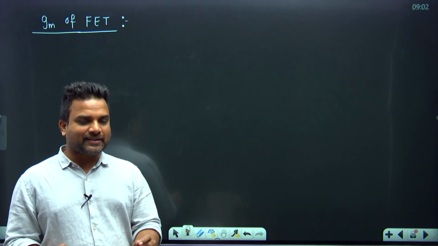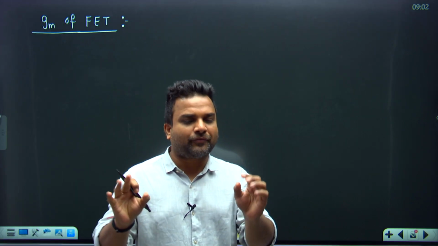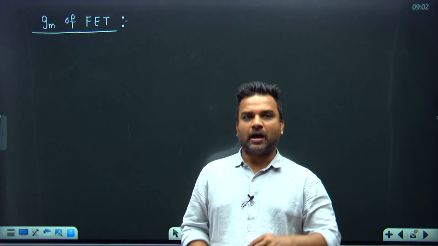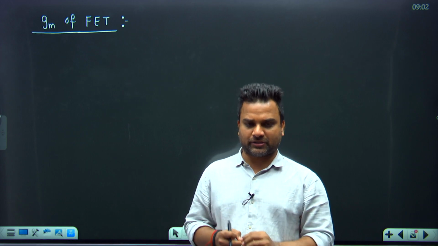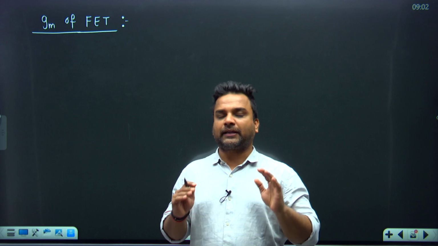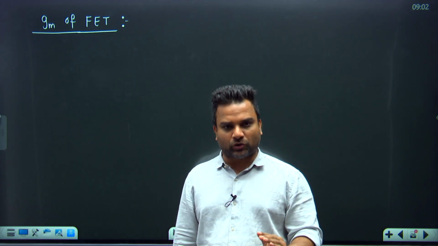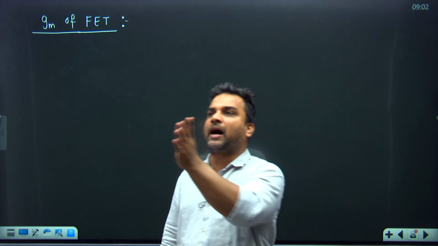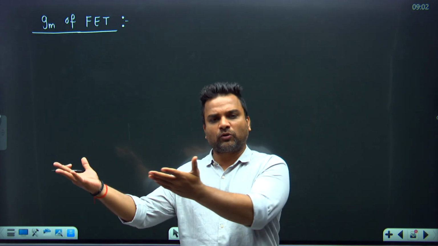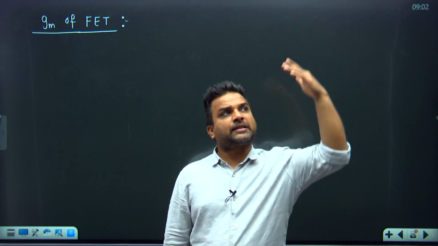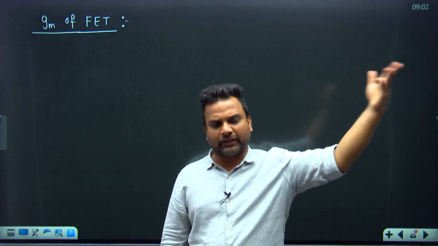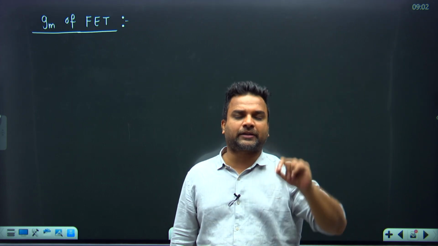Now guys, let us start GM of FET. What is GM? Transconductance. Output current by input voltage. What is the difference between the conductance and transconductance? Conductance is current by voltage only, but either at input side or output side. That means ID by VDS, output conductance. Whereas input current by input voltage, that is also conductance, input conductance.